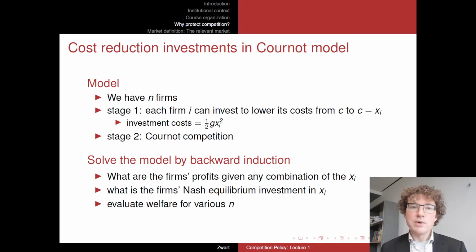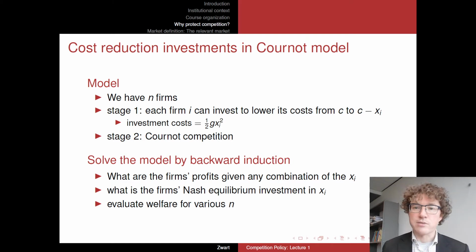And so what is this model? Well, it's a model of cost reduction, investment to reduce your costs in a Cournot setting, so in a quantity setting. And the idea is, let's suppose we have n different firms, so n can be any positive whole number, and if n is 1, then we have monopoly. If n is high, we have a more competitive situation, and we are considering a two-stage game. So in the first stage of this game, each firm will invest. So I'm going to index these firms by the index i.